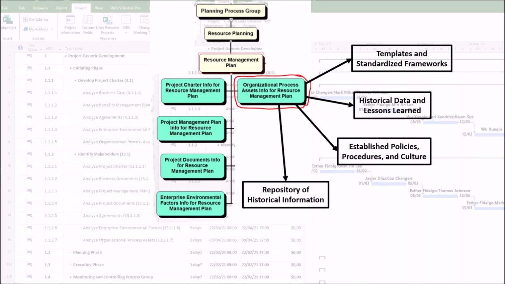4. They provide a repository of historical information. This goes beyond lessons learned to include actual data. For example, a database of previous project schedules, especially for similar projects, allows a manager to see the composition of past teams, such as how many developers, testers, designers were needed and for how long. This is invaluable for creating accurate resource calendars and estimating effort.